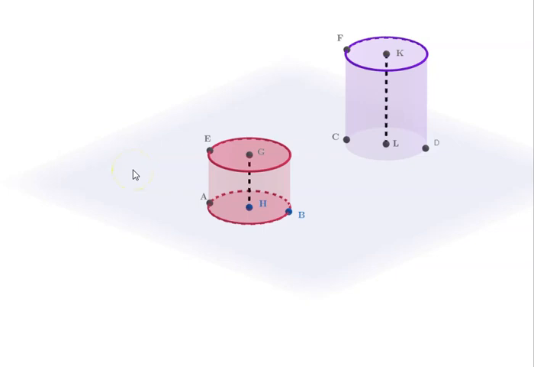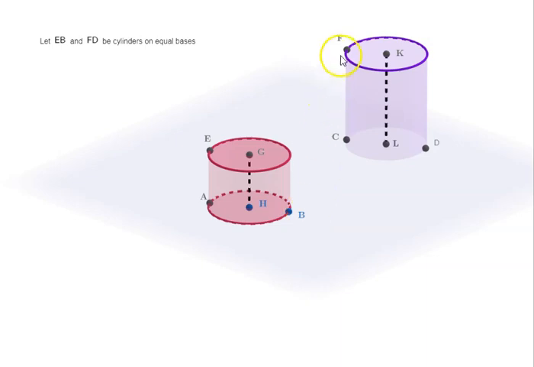Let us look at proposition number 14 of book 12 of Euclid's Elements. The proposition says cones and cylinders on equal bases are to one another as their heights. Let's see how we can prove this.